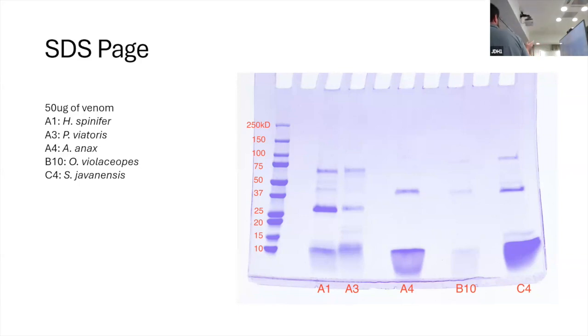This is 50 micrograms of venom per well, but this is based on the concentration or the optical density told to us by our venom supplier. So this could be inaccurate, and it could probably suggest why B10 is significantly less visible than the others. I don't know, I couldn't tell you, but we proceeded assuming that the concentrations or amount of venom he supplied us was accurate.